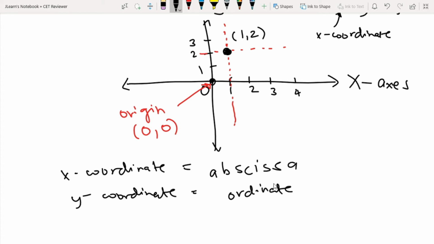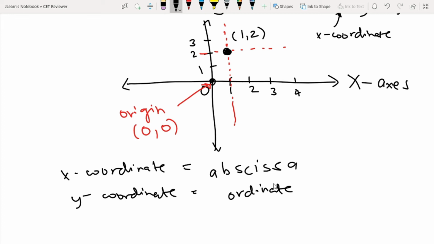So, basically, yung x-coordinate, yun yung nag-indicate ng perpendicular displacement from the y-axis. Okay? So, kung gaano siya kalayo from the y-axis. And yung y-coordinate naman, kabaliktaran naman niya, siya naman yung distance from the x-axis.